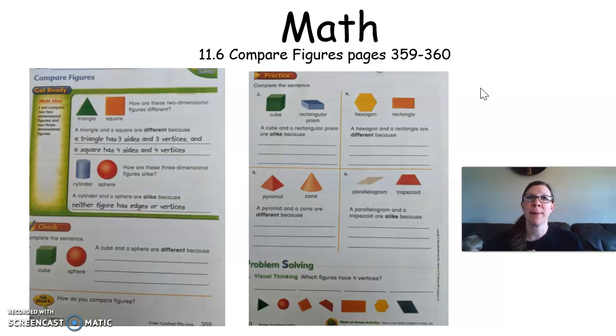Are you going to be talking about faces with two-dimensional shapes, or are you going to be talking about faces with three-dimensional shapes? So I don't want to know colors. I know, like, for number 4, hexagon is yellow and the rectangle is orange, but that's not what I want to know. I want to know how they are different with the way that they're formed.